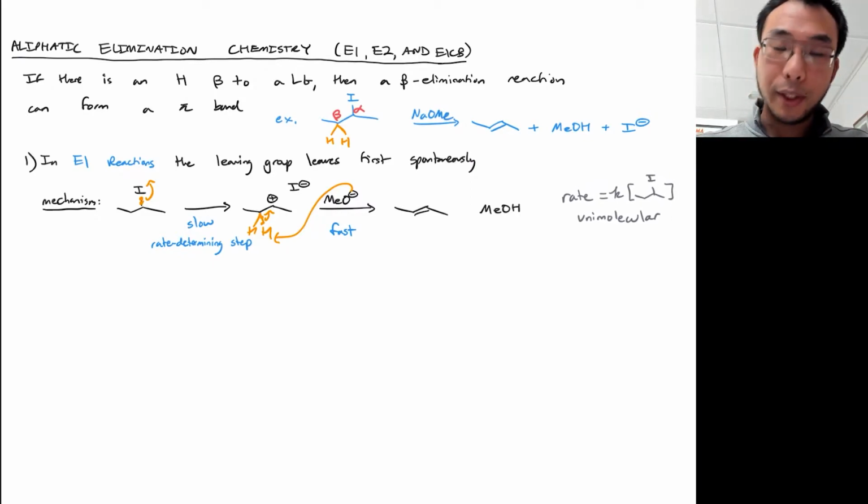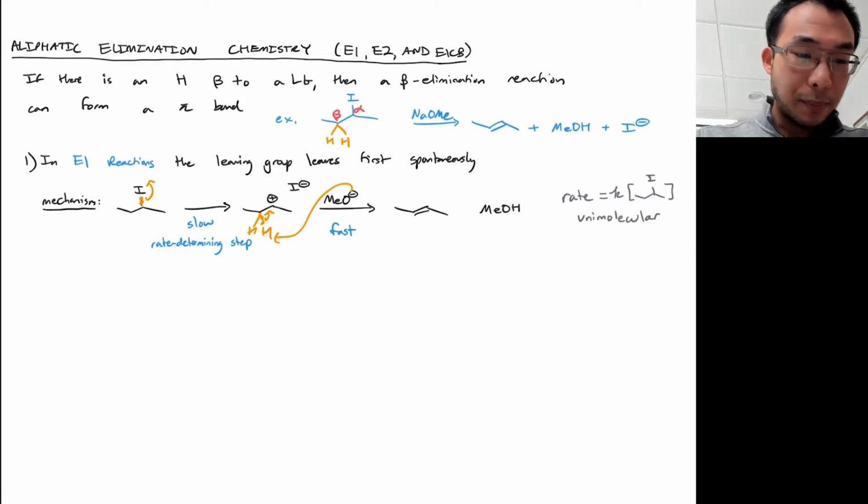And so because of this, we can write our rate laws like this. The rate of this overall reaction only really depends on the initial electrophile. And that's because, again, the rate determining step only involves the alkane here. It does not involve the nucleophile or the base.